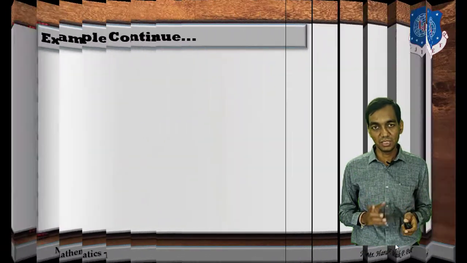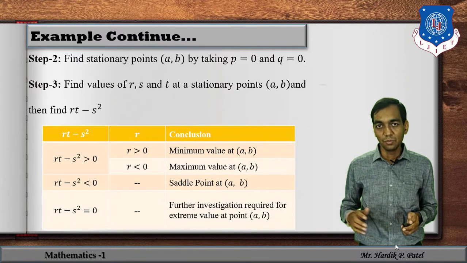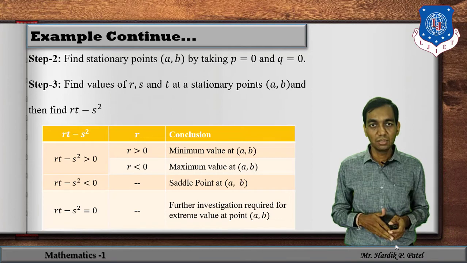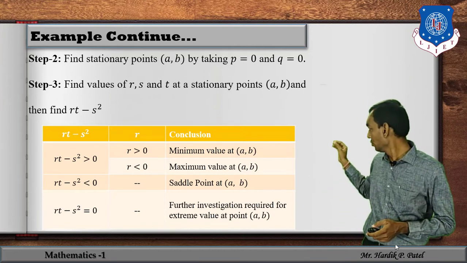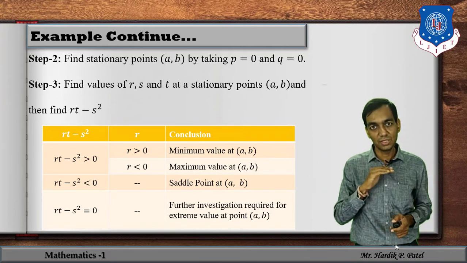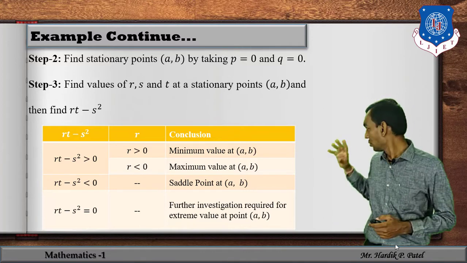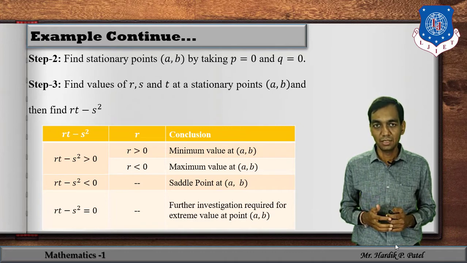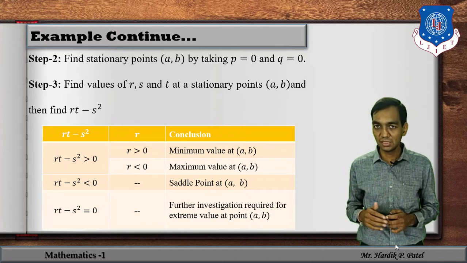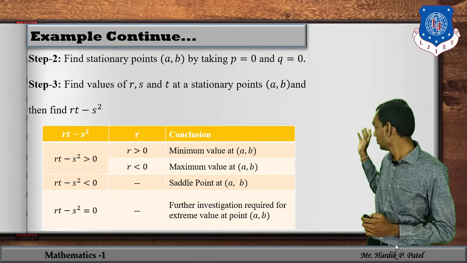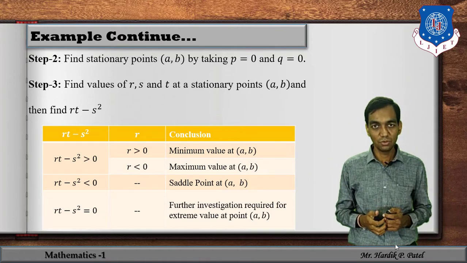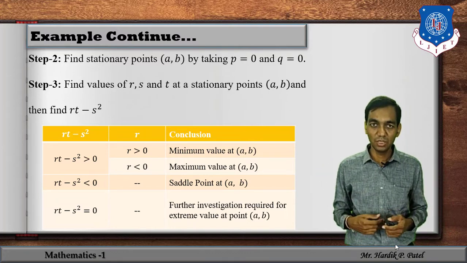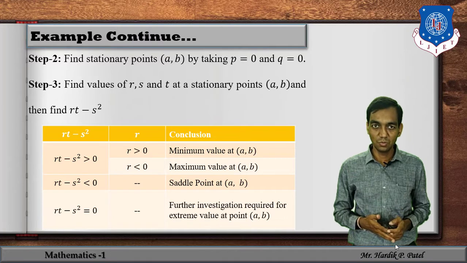Second step, for stationary value, take p equal to 0 and q equal to 0. So for stationary value, we are going to take the first order derivatives equal to 0. Now solve those two equations and find the values of x and y. Suppose (a, b) is a stationary point by solving p equal to 0 and q equal to 0. Then at that point your function is either maximum or minimum, or it is neither maximum nor minimum.